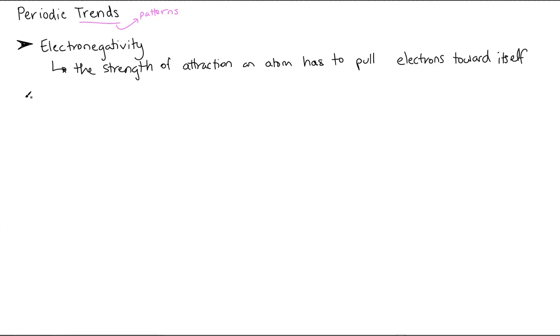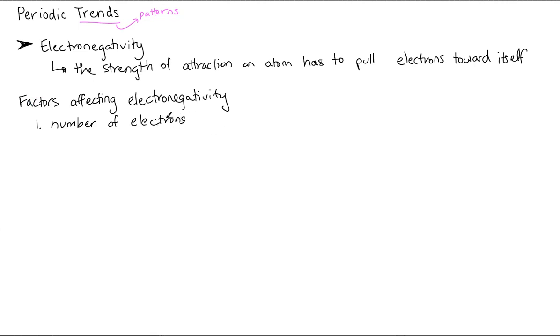So there are 3 factors that we have to know about. I'm just going to list them quickly here. Factors affecting electronegativity, or how strongly an atom can attract an electron toward itself. 1, the number of electrons.